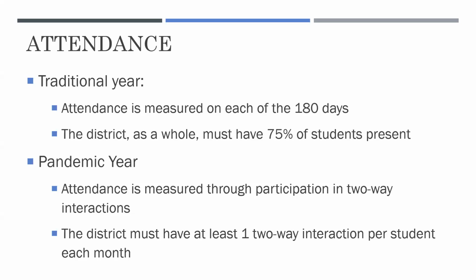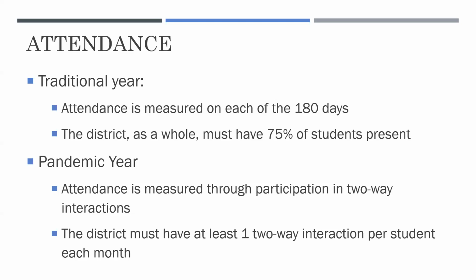learning laws, we are measuring things differently. Students don't need to be physically present. Our attendance is based on two-way interactions. Most specifically, teachers need to have a single two-way interaction with a student each month. And you have to have that interaction with at least 75% of your students during that 30-day span, that month, to avoid penalty.